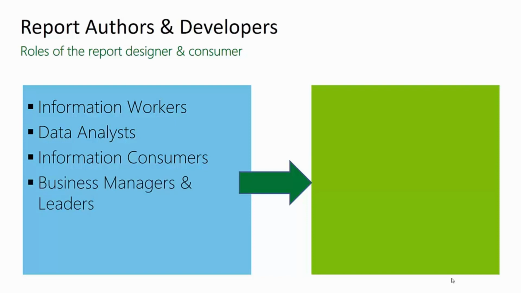Business managers and leaders, they're running the business. They need information so that they can make critical decisions and be able to provide leadership to others. They may or may not be interested in actually working with that data, but some may play dual roles as an information worker or an analyst, or maybe just an information consumer. The difference is that business managers and leaders use that information to make critical business decisions.